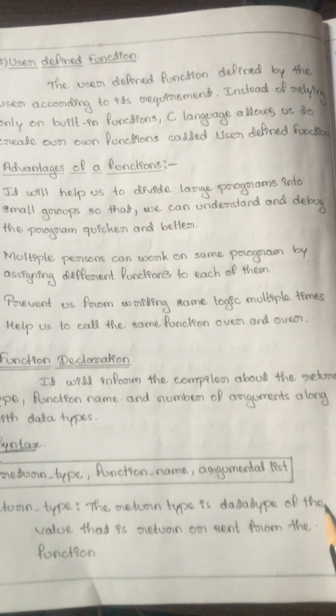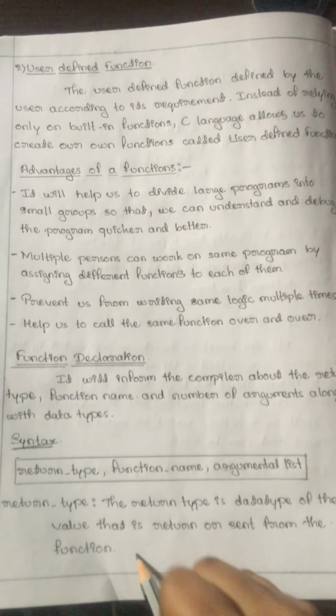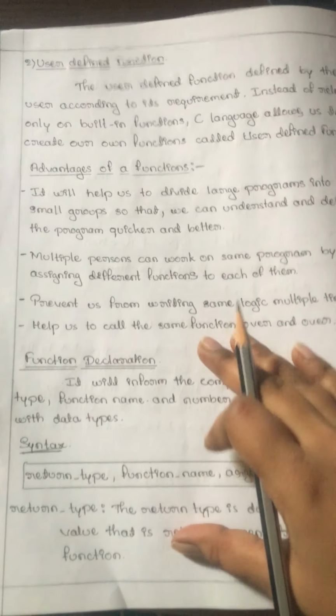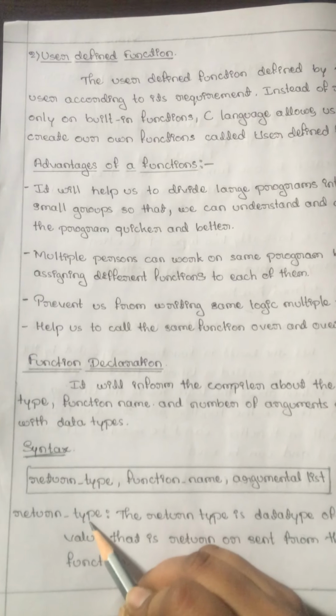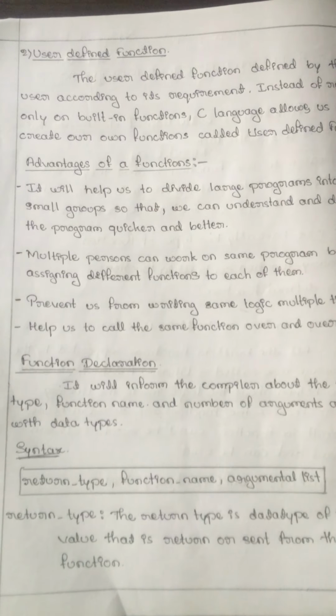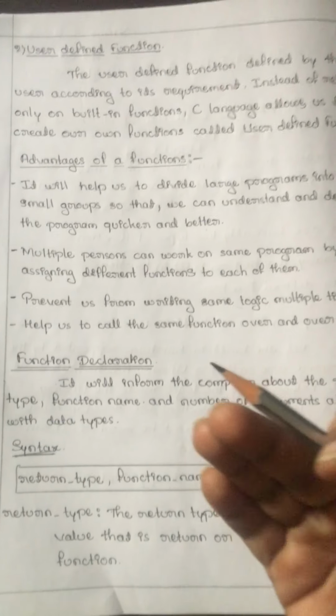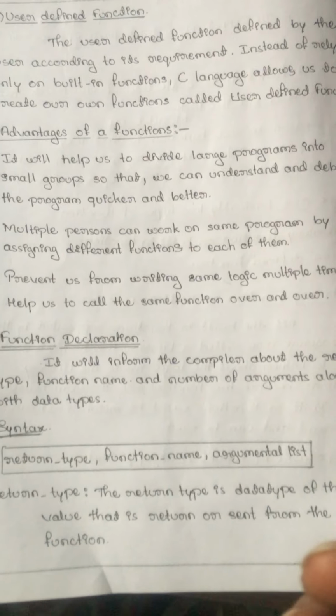Here, what is the return type? The return type is the data type of the value that is returned or sent from the function. Suppose you write a small function that has to return something, that return is defined by the return type, and this can always be any data type, whether integer, floating point, string, character, double, and so on.